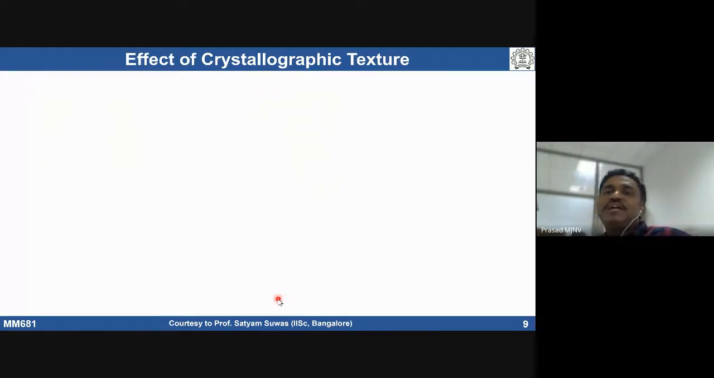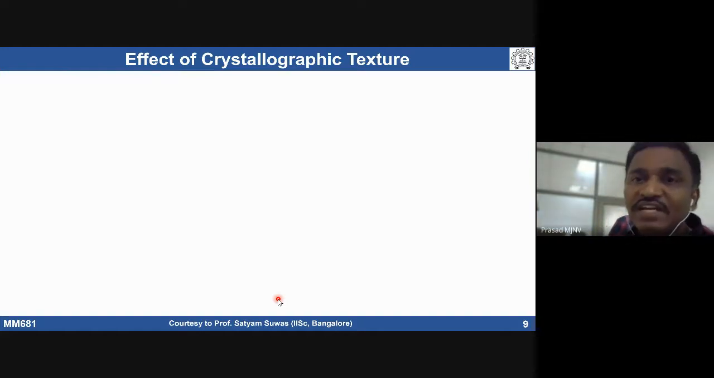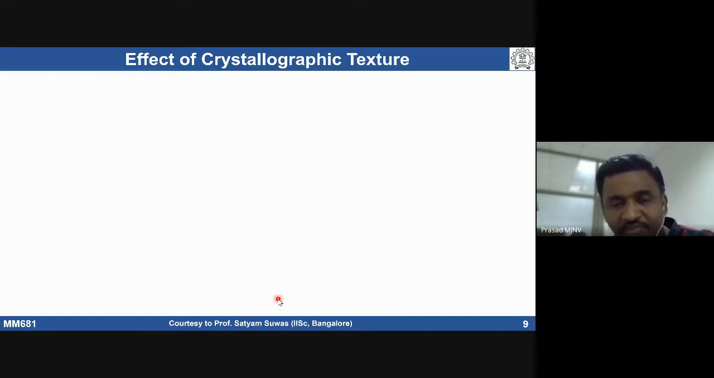Why do you need to study crystallographic texture? It's a subset of a microstructure. Crystallographic texture also has significant influence on certain properties. The properties are going to get affected depending on the crystallographic texture of the material. Can anybody say some examples, which properties are going to get affected?